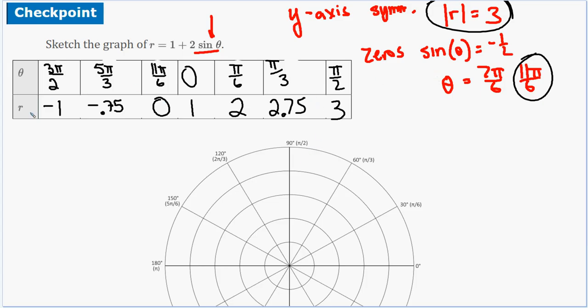So let's plot some points. At 3/2 pi, that would be down here. I want to do -1. So that'll bring us up here as our starting dot. And remember, we do have y-axis symmetry. That is on the y-axis, so it won't have another point.